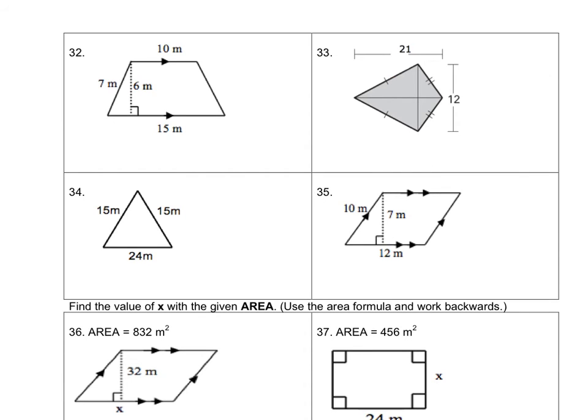Okay, on 32, you have a trapezoid, so you're just going to follow the formula. It's B1 plus B2 in parentheses, multiplied by your height and then divided by 2. Your bases are your parallel sides. Remember, another word for height is altitude. It's where your 90-degree angle is.